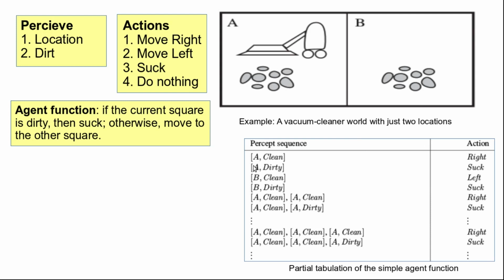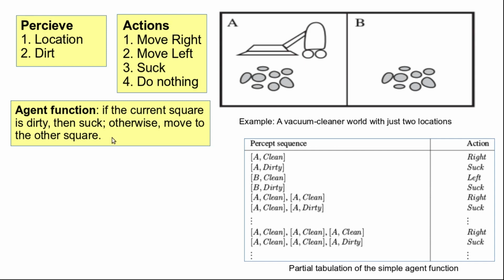Now the other possibility is we are in room A, but room A is dirty, and again the agent function specifies that if the current square is dirty, then suck. So here we are in room A and room A is dirty, so as per the agent function, we should perform the action suck. Now the third row tells us that we are in room B and room B is clean.